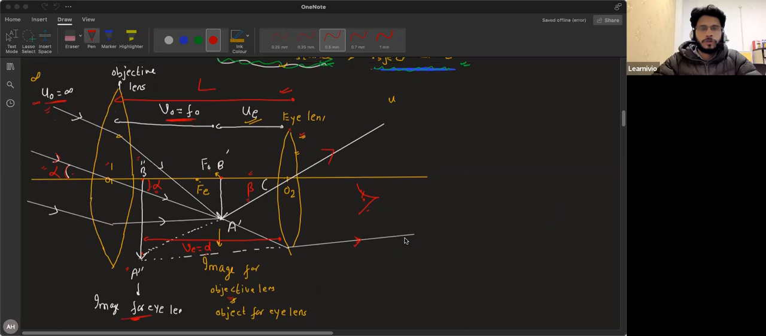Tell me once you are done with the ray diagram, start the calculation. Done, sir. Okay. See again, magnification is the ratio of beta and alpha. For beta, we'll be using this triangle O2 B prime A prime.